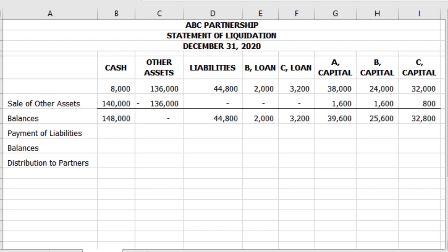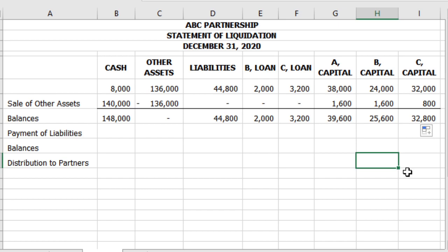Okay, so after the conversion of non-cash assets into cash, ito na yung balance ng mga partners. Now, next step, since wala namang capital deficiency or hindi naman nag-negative yung kanilang capital accounts, next is payment of liabilities na. So, babayaran natin yung utang sa outside creditors.